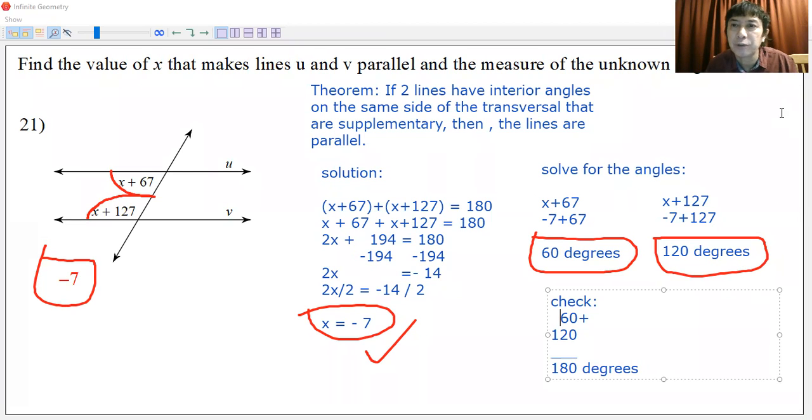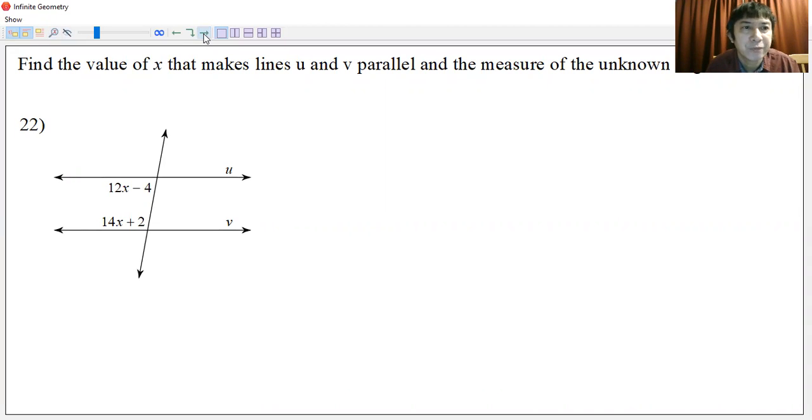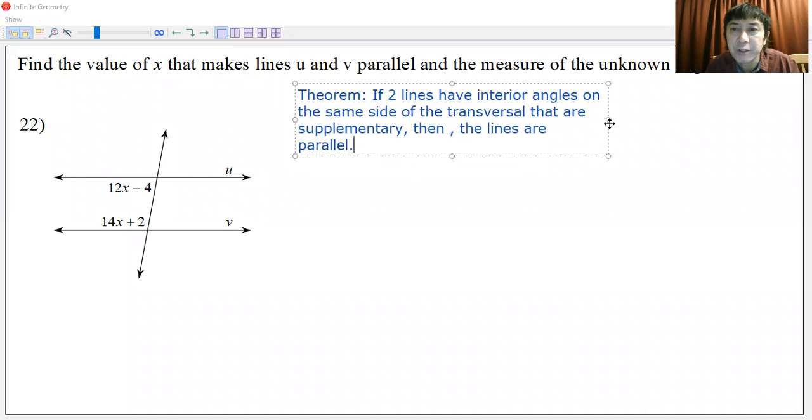Let's continue with 22. Let's clear the screen. All right, here's number 22. Find the value of x that makes lines U and V parallel and the measure of the unknown angles. The same theorem is applied. If two lines have interior angles on the same side of the transversal that are supplementary, meaning the sum is 180, then the lines are parallel.